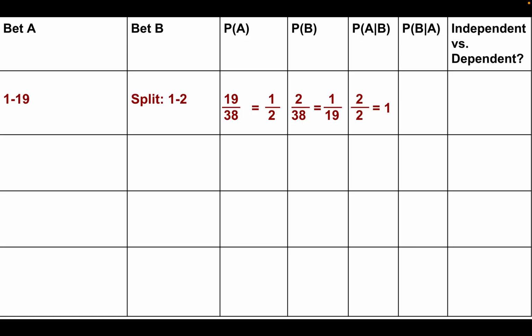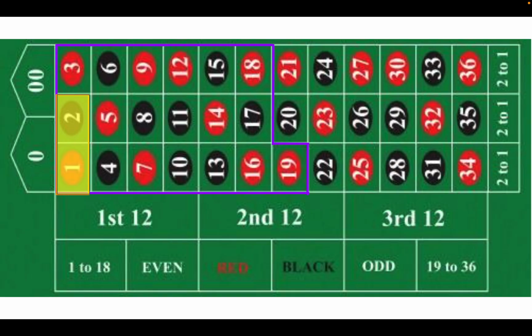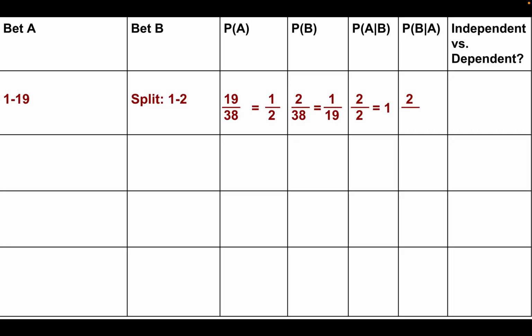Now let's do the other way. Let's do the probability of bet B given A. And so again, we need to look at our overlap, which is still 2. And given bet A, so there are 19 ways to win bet A. So this is 2 out of 19, which doesn't simplify.